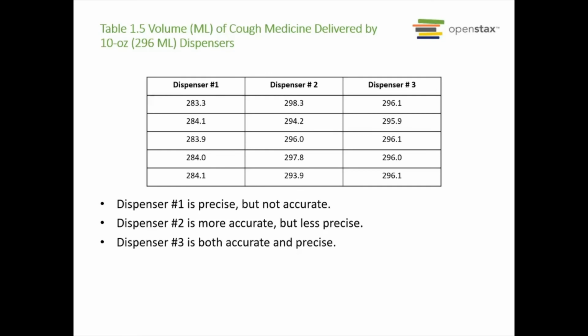So here's some examples of these cough medicine dispensers. Dispenser number 1, all these numbers are pretty close together, okay, but they're supposed to dispense 296 milliliters. So it's precise, but it's not accurate. These are close together, but they're not the actual amount that we want. Dispenser 2, these are a lot more accurate. Notice they're a lot closer to 296, but they're a little more all over the place, so they're not that precise. But dispenser number 3 is the one that we're going to spend our money on to get the right amount. It's both accurate and precise. That's the one that I would certainly trust to give me the right amount of medicine.